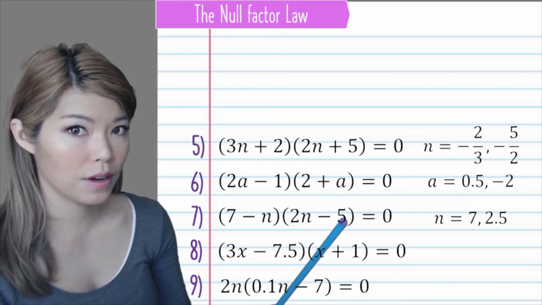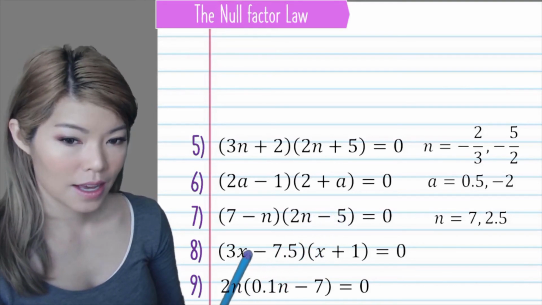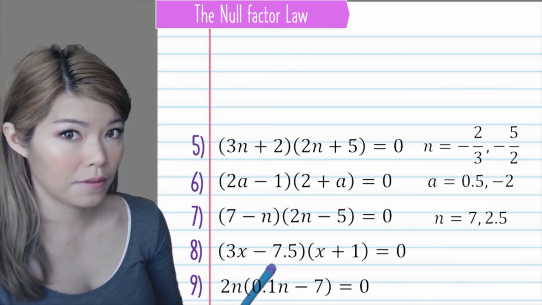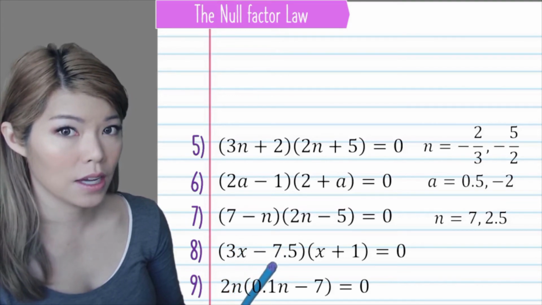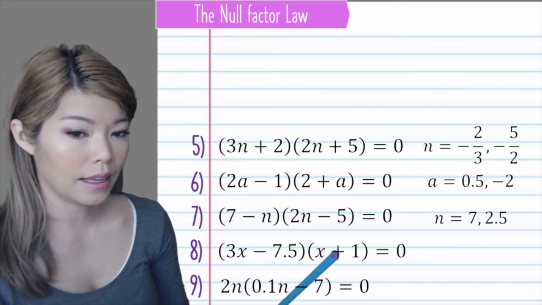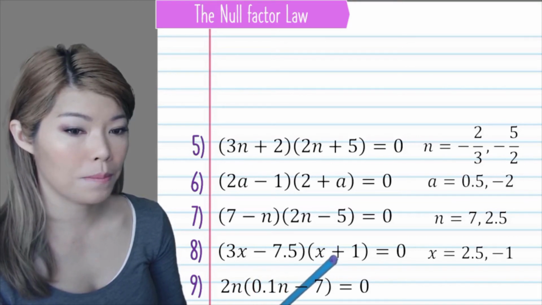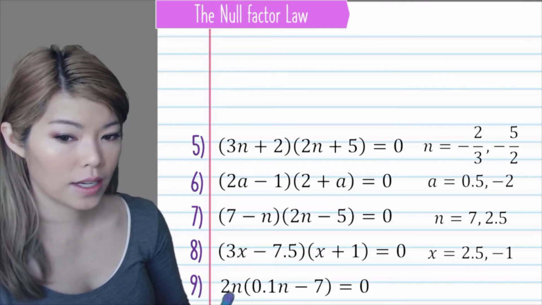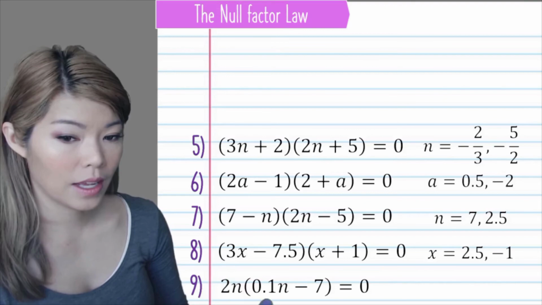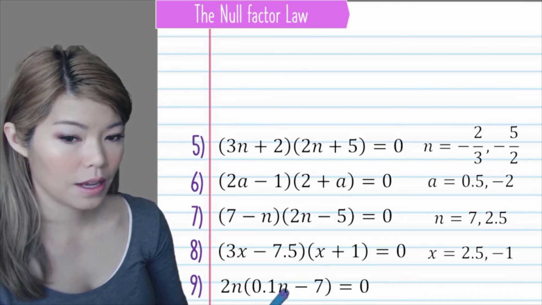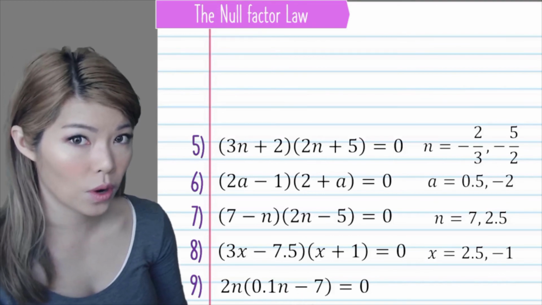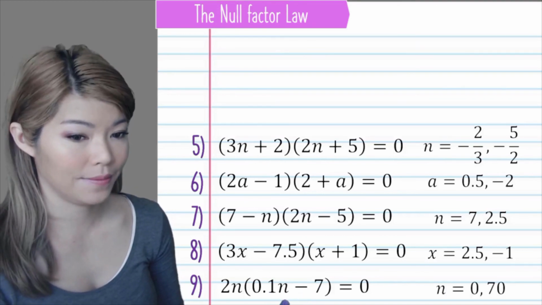Bring the 5 over, dividing by 2. That one over there, when you bring the 7.5 over, you get positive 7.5, divided by 3 is 2.5. And that one there, bringing the 1 over, will be minus 1. That one there, 2n is equal to 0, so n is 0. And for that factor over there, bring the 7 over, becomes positive 7. Dividing by 0.1 gives us 70.